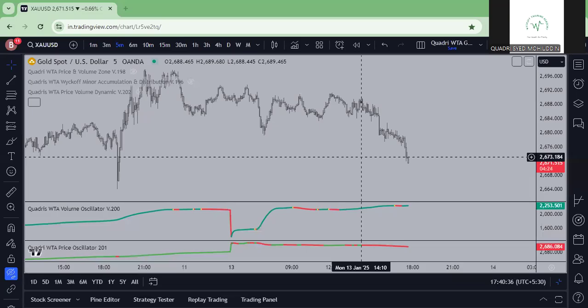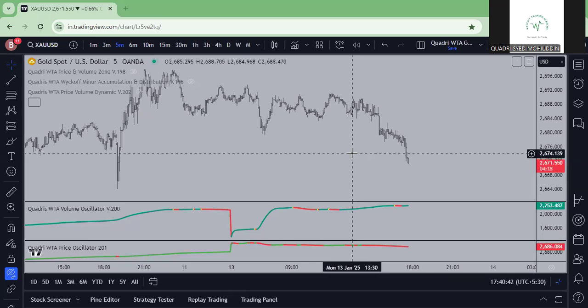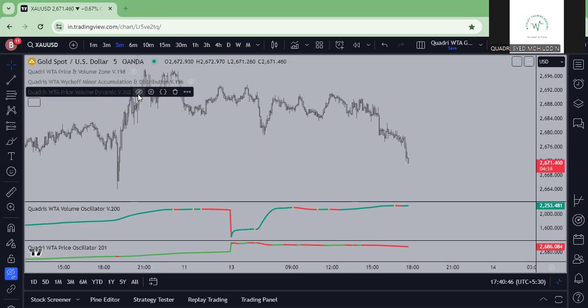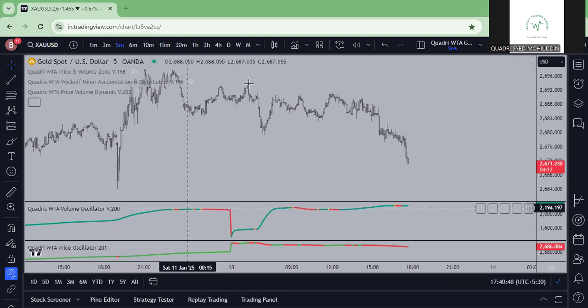It's been a long time. I planned for this indicator to be introduced on Friday, but due to some technical issues, I could not do so. So today I'm releasing this indicator, and most of my students are waiting for the update.